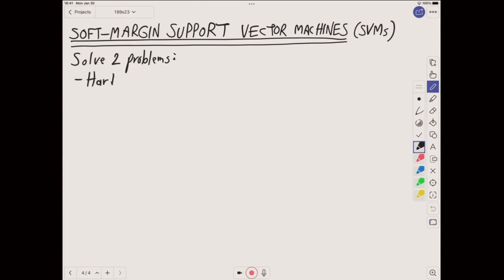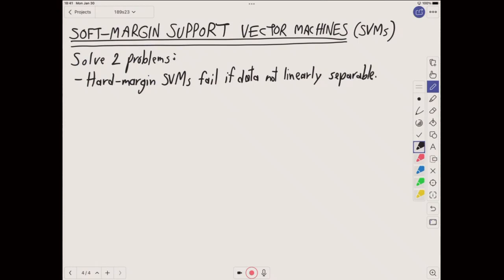The first problem is that hard margin support vector machines, like perceptrons, fail if the data is not linearly separable. That's a pretty big limitation, because most real-world data sets are not linearly separable either. Now, there's a second problem with hard margin SVMs, which is more subtle, but is worth illustrating, which is that they tend to be very sensitive to outliers.